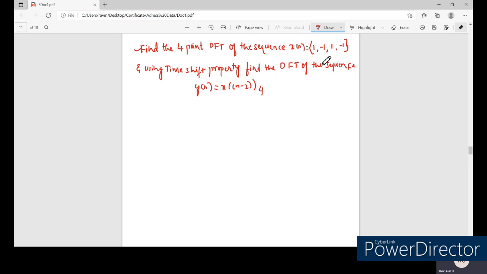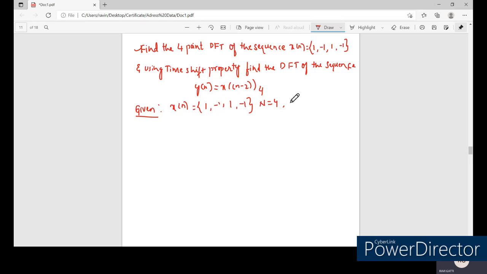So first, you are supposed to find the 4-point DFT of the given sequence. Okay, so let us note down what they have given you in order to solve the given problem. They have given you x of n: 1, minus 1, 1, and then minus 1. And they say it is a 4-point DFT, therefore N is equal to 4.